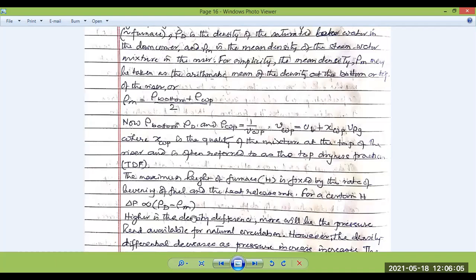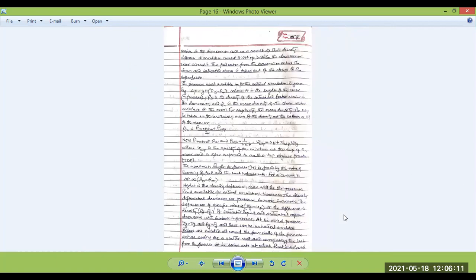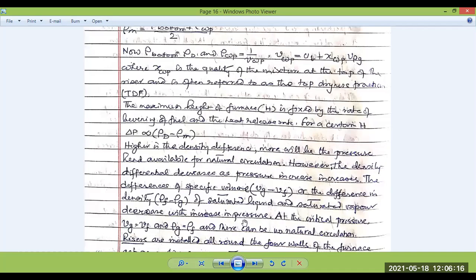Now rho bottom is rho D, and rho top is 1 by V top, and V top is equal to V f plus X top into V fg. So the vapor is being controlled by this fraction of the vapor and fluid itself.